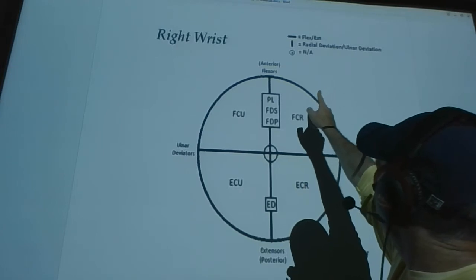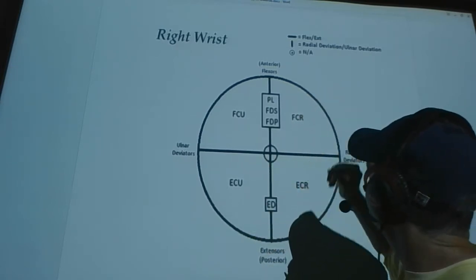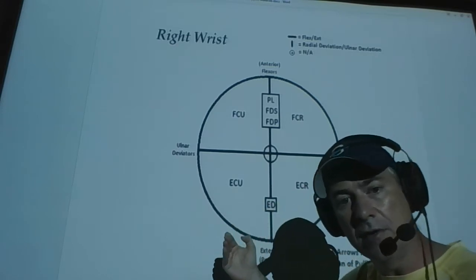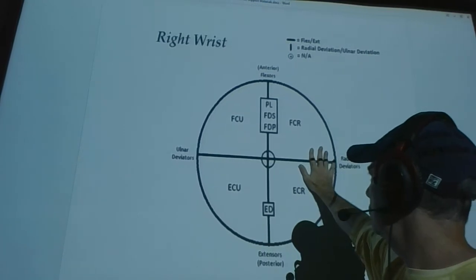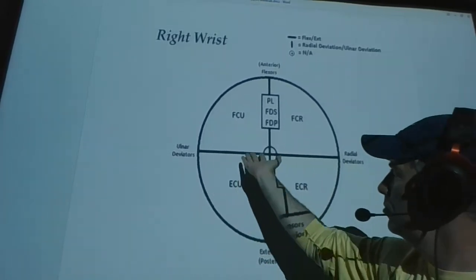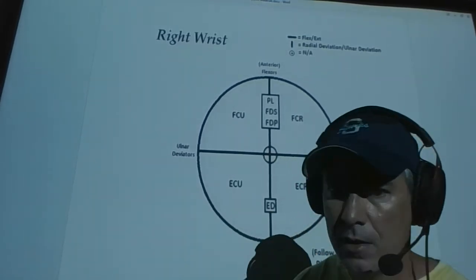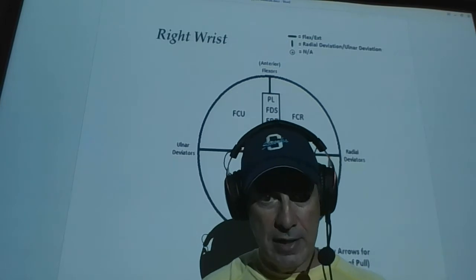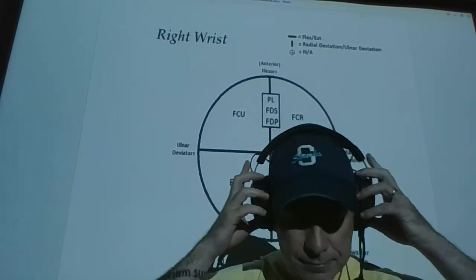Radial deviation and ulnar deviation: pullers, muscles that pull in radial deviation, muscles that pull in ulnar deviation, or radial deviators and ulnar deviators. On the AP axis, lateral crossing muscles in anatomical position are going to be radial deviators, medial crossing muscles are going to be ulnar deviators, okay? All right, that's the breakdown. Now let's get into the specific muscles. On to, ready, break.